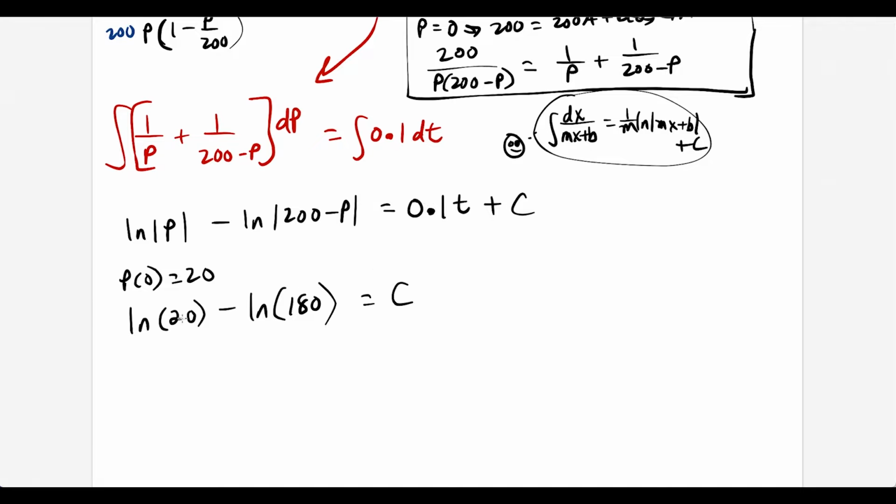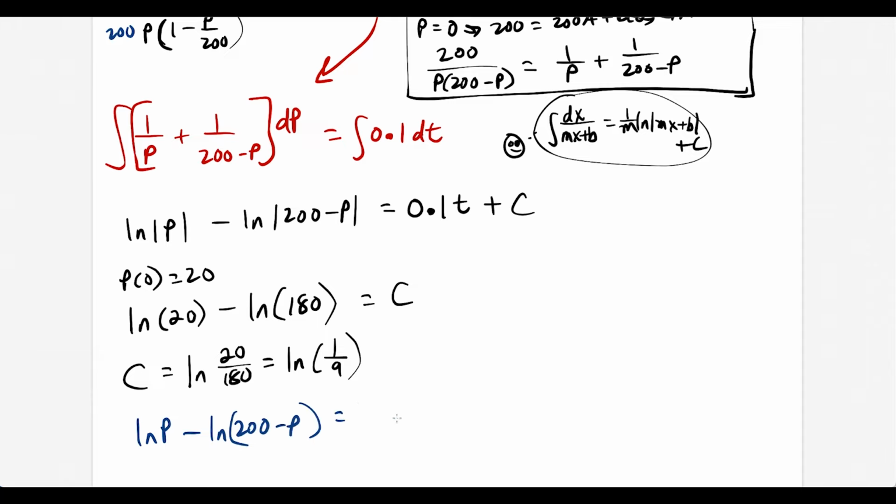And now what I would do is just combine this into a single log. This I would just say is c equals natural log of 20 over 180, and this simplifies here. The common zeros chop, this is just natural log of 1/9. And now once we have our constant of integration, we could plug it back into this general solution here. And what we're going to have is natural log of, and remember the absolute value just drops, so we could just say ln P minus ln 200 minus P on the inside. And this is going to be equal to 0.1t, and then plus we have natural log of 1/9 like this.